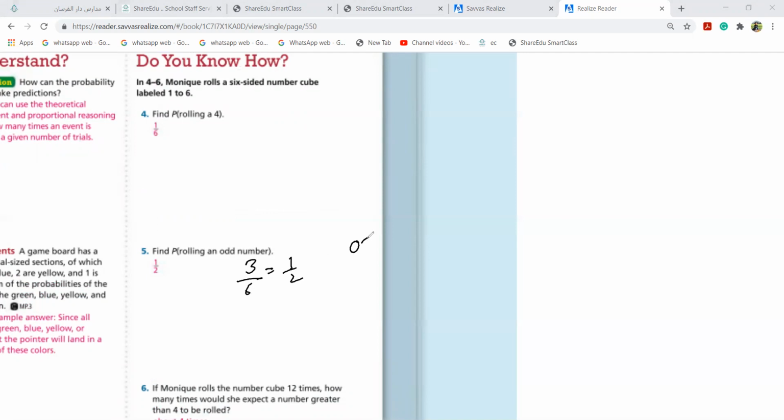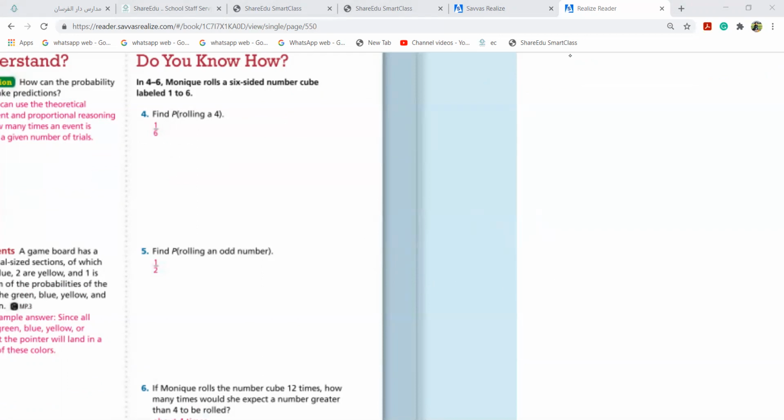What is an odd number? It means not a multiple of 2. What is an even number? Which is a multiple of 2. What is an odd number? Not a multiple of 2.